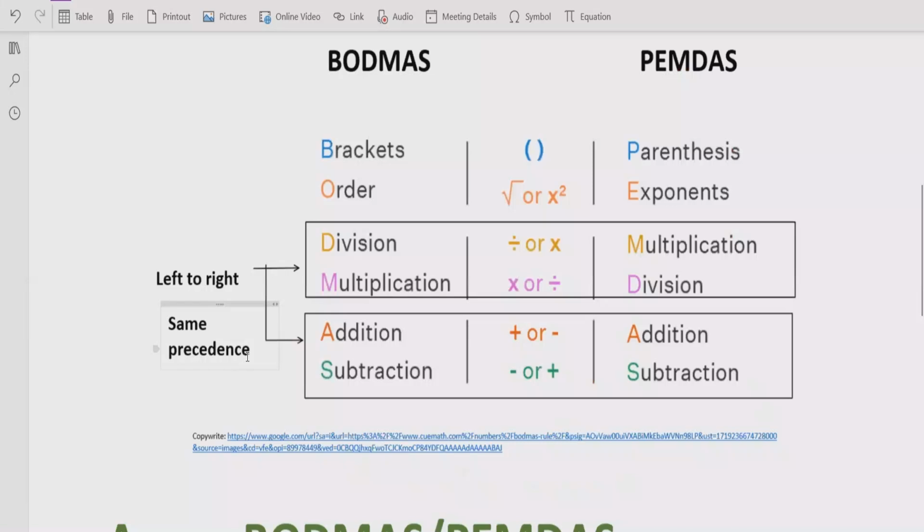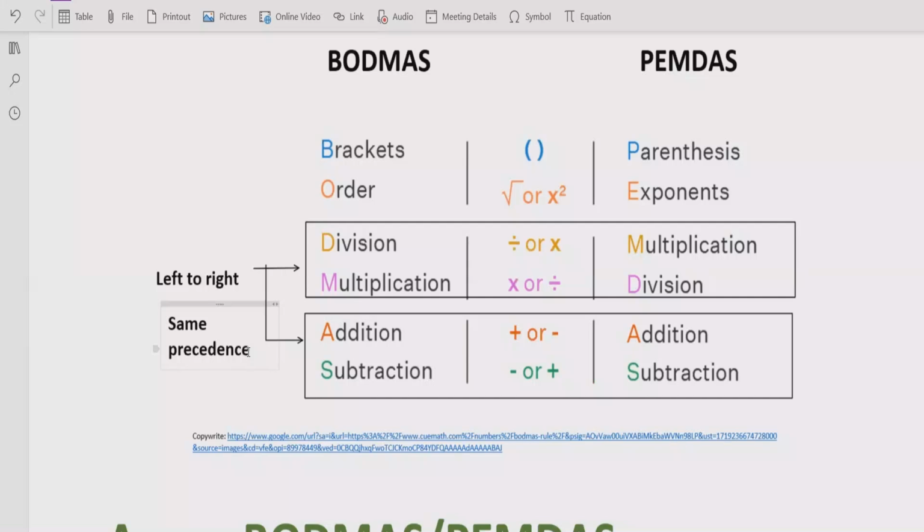Now, just recall what the BODMAS and PEMDAS rules are. Basically, these are the two rules which we can use to solve any arithmetic expression. The rule says if your expression contains any bracket or parenthesis, you have to solve that part first. After the bracket, you have to look at the order or exponent of any number. So if your expression contains any number which has a power, you have to solve that part after the bracket. Step number 3 is you have to solve division and multiplication.